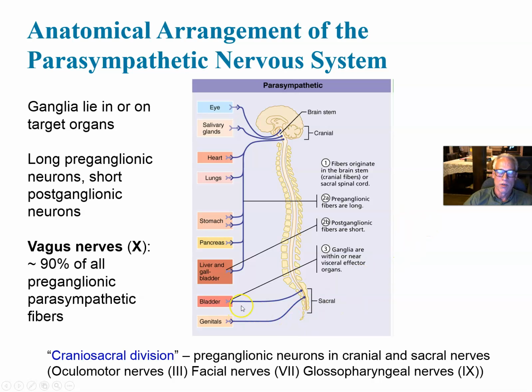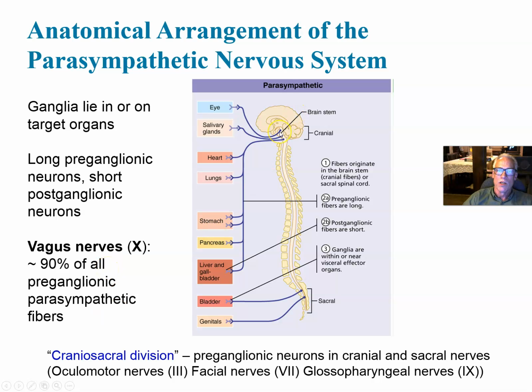Here's a schematic diagram showing the parasympathetic nervous system a little differently. Here we can see the origin of the preganglionic neurons in the brainstem and down in the sacral region. Long preganglionic axons, ganglia at the target organs, and short postganglionic neurons. So here's a listing out of maybe some of the major organs affected by the parasympathetic division. 90% of the fibers of the parasympathetic division are carried in cranial nerve 10, the vagus nerve. I've been harping on that for a while, so hopefully that's pretty familiar by now.